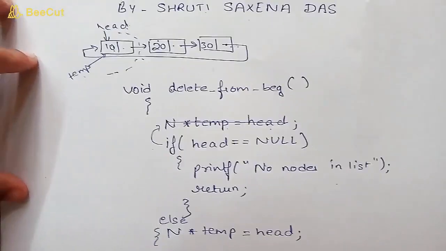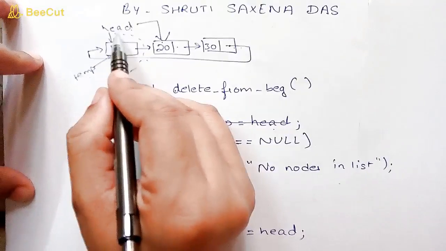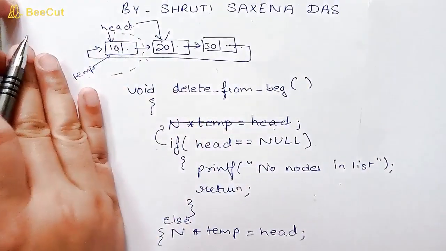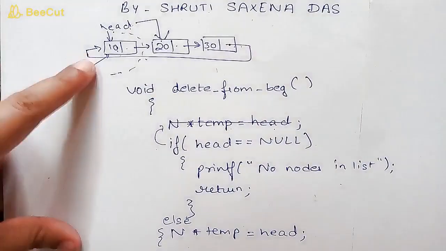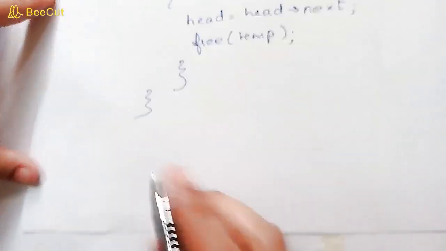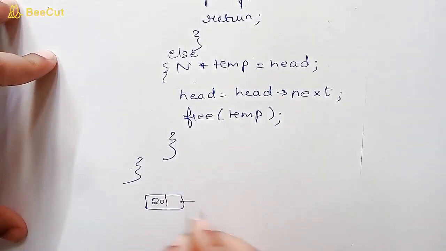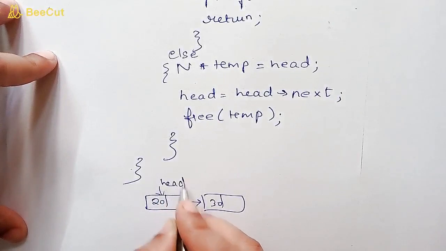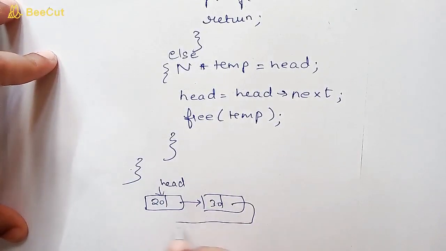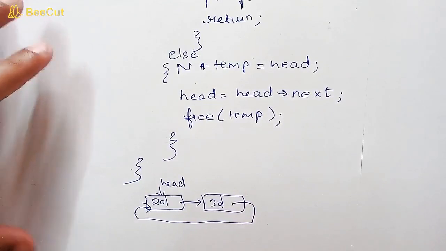So what I'm doing, head will now point to head next, that means this particular node, and free temp. So this node will be deallocated. So your list after deletion will look something like this. You'll be having 20, you'll be having 30, your head must be pointing to this node, and 30 must be containing the address of head. So it will be like this after deletion from the beginning.